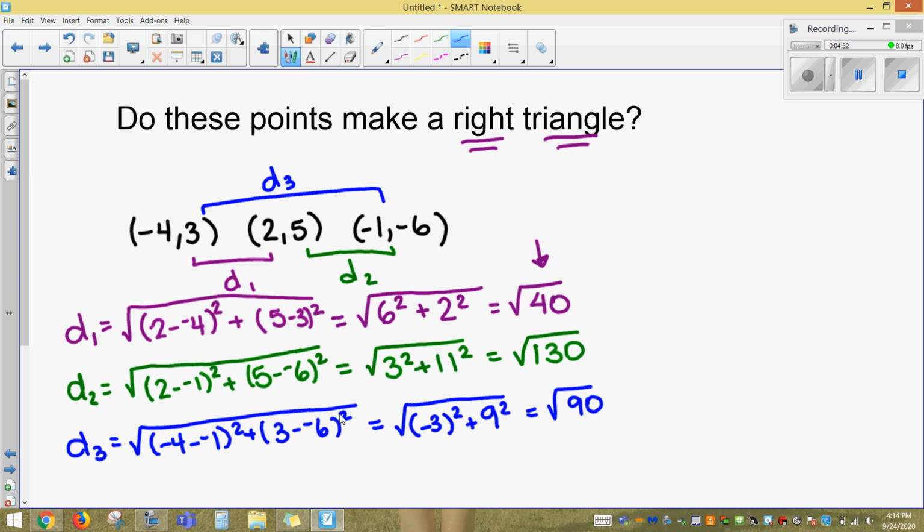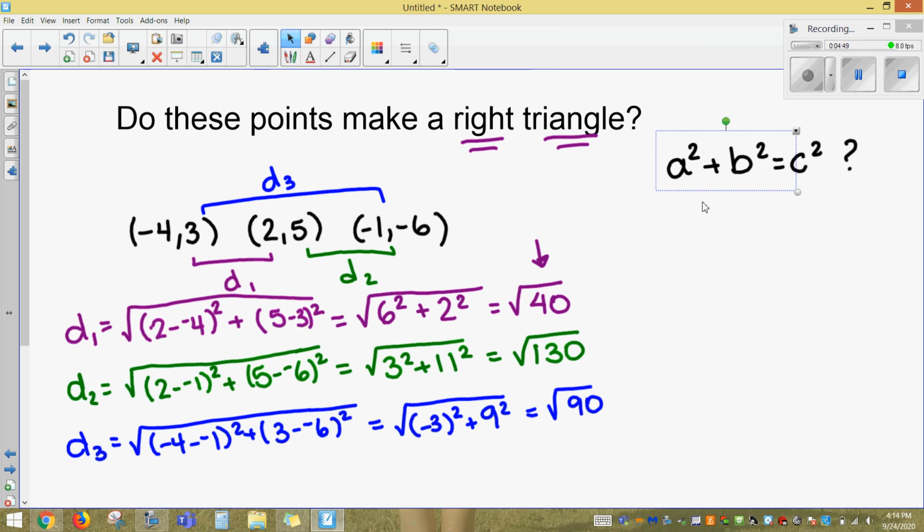Again, even if these radicals simplify, I'm not going to worry about doing that at this time, because the relationship that I'm looking for is, I want to know, is a squared plus b squared equal to c squared? It doesn't matter which one we call a and which one we call b of the 2 smaller numbers, but c has to be the biggest. So C is the 130 because it's bigger than 40 and 90. We can call the 40 either A or B and the 90 the other one.